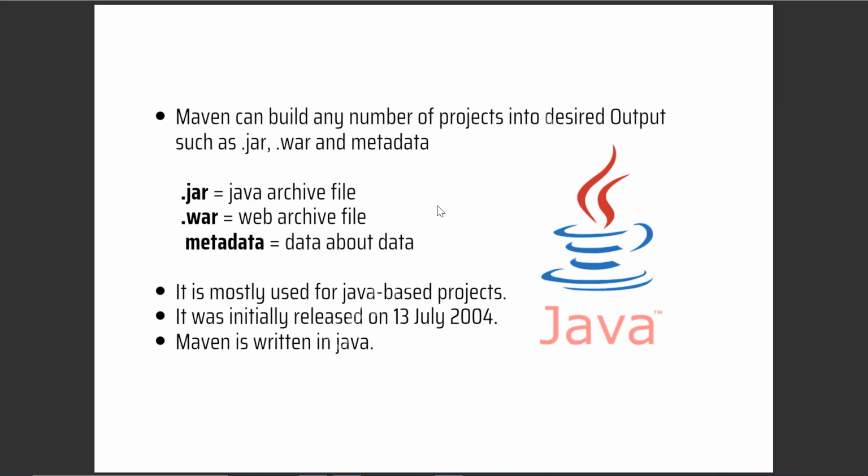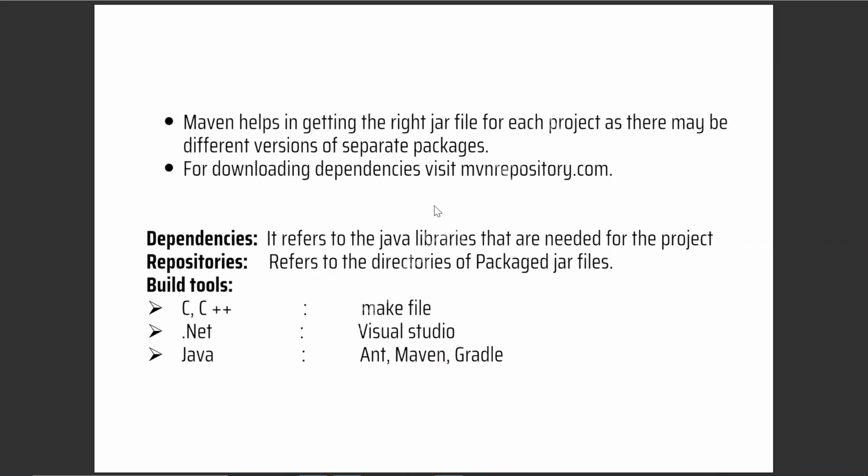So for downloading the dependencies, we can visit mvnrepository.com. Generally we have different types of dependencies here. If you want to refer to the dependencies, there are different Java libraries which are required for the project. Along with Maven, we have some other build tools available in the market.